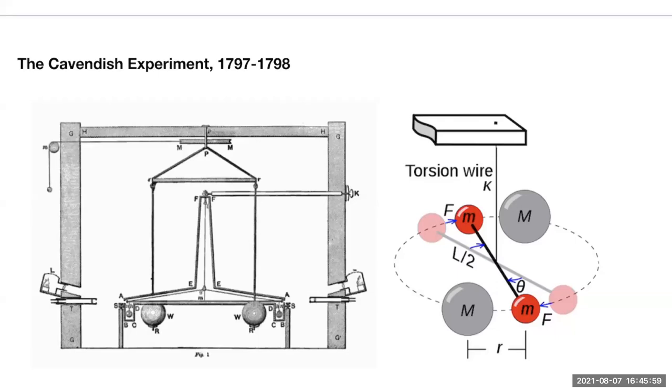The picture on the left-hand side is a depiction of Henry Cavendish's original device to do the measurement. The diagram on the right-hand side is a simplified version that illustrates the basic idea. I'm not going to get too far into the details, but the basic idea is this. You have a pair of heavy masses. It could be made of gold, it could be made of lead, something heavy.